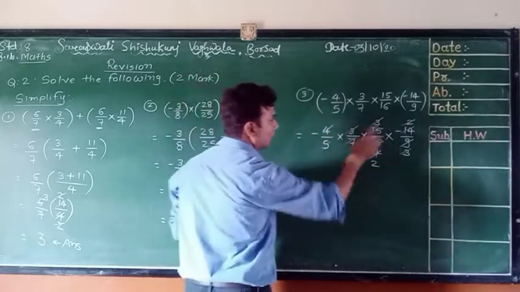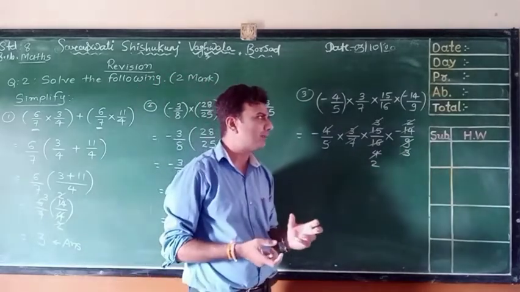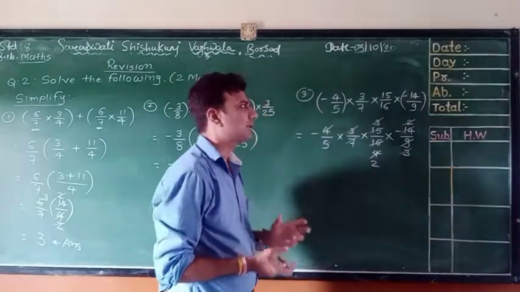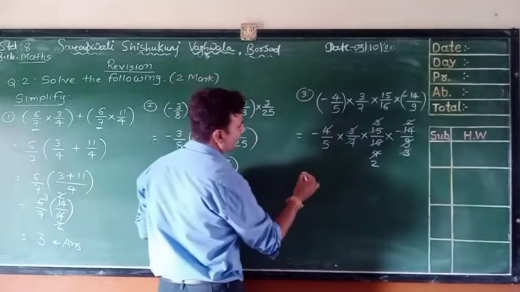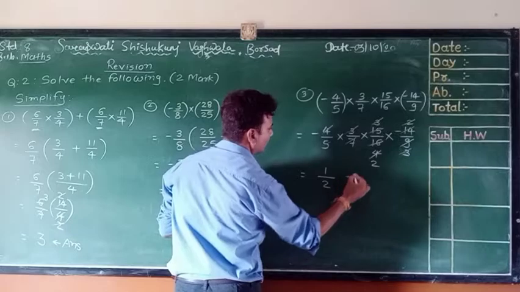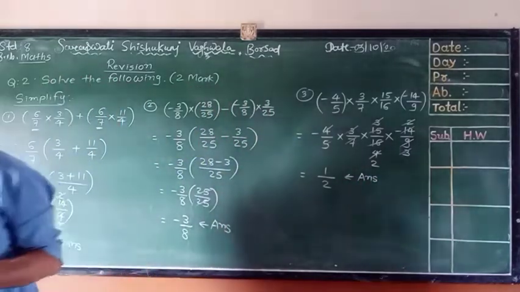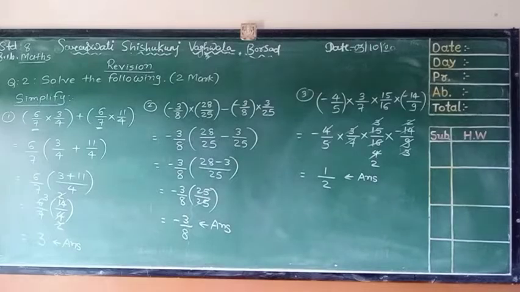So here the minus sign is given 2 times. How many times is the minus sign given? 2 times. So we have to remove the minus sign in the answer. So only one upper side, no one down side, this is our final answer. So this type of simplification we can do.